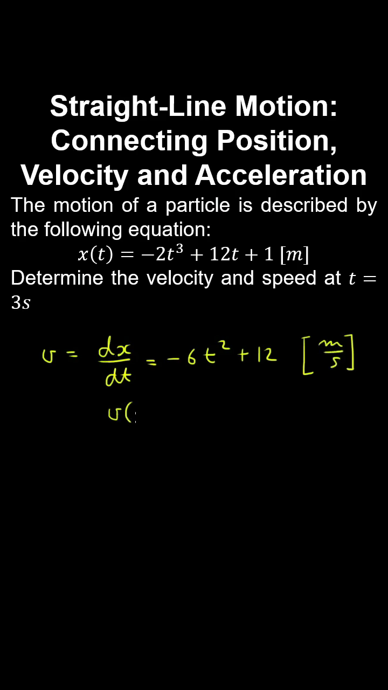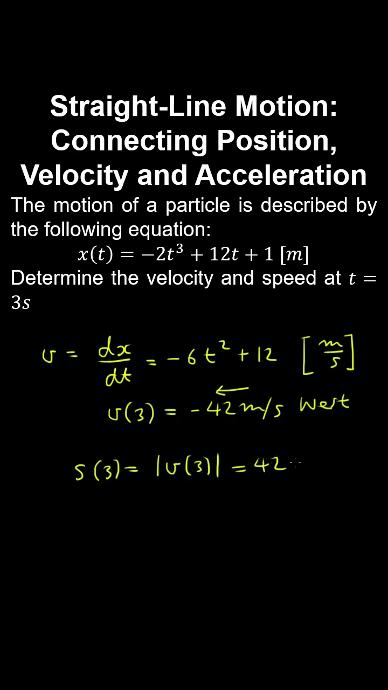And substituting 3 seconds, we obtain minus 42 meters per second for the instantaneous velocity at 3 seconds. And because we got a negative result, the velocity points to the left or west. So the velocity is a vector which has a magnitude and a direction. Now speed, on the other hand, is the magnitude of the instantaneous velocity. So that's equal to 42 meters per second. And speed is a scalar quantity, so it has a magnitude but no direction.